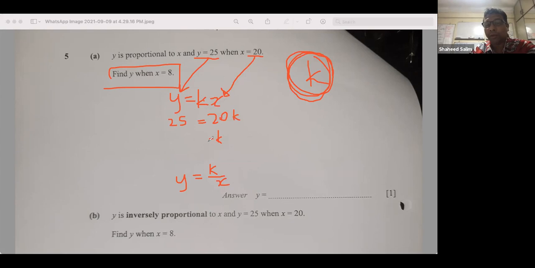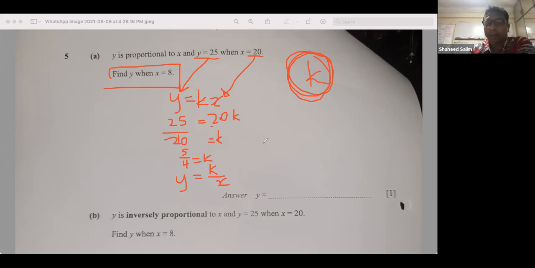Just bring the 20 over. Remember the seesaw, just bring it down straight. So you get K equals to 25 over 20. You reduce, it's 5/4, not 4/5. K is 5/4. So how to do now?